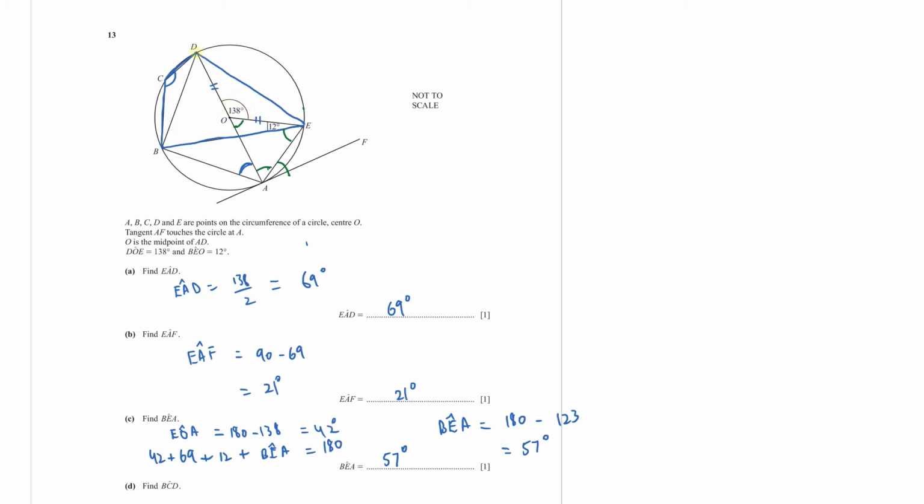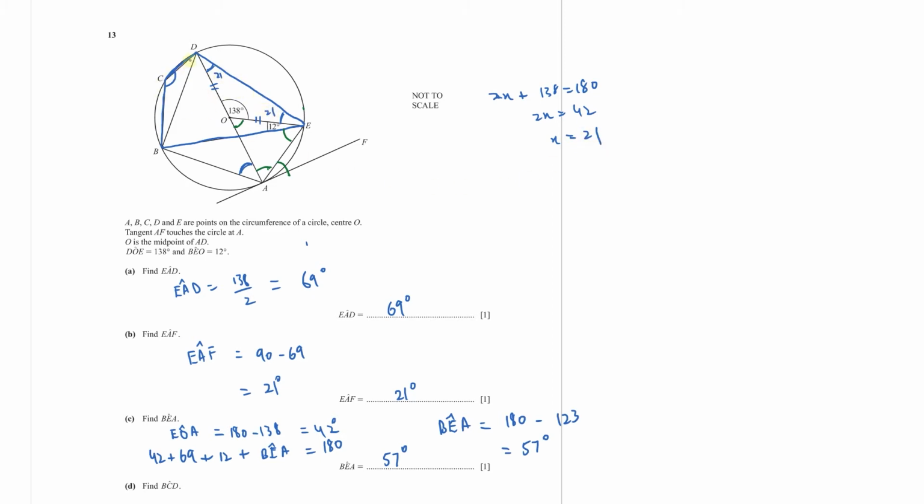So if I look at the triangle DOE, these two angles are equal. So this angle and this angle are the same. I can quickly find them; let's call them X. So 2X plus 138 will be 180. So 2X will be 180 minus 138, which is 42, and X will be 21. So this is 21 and this is 21.